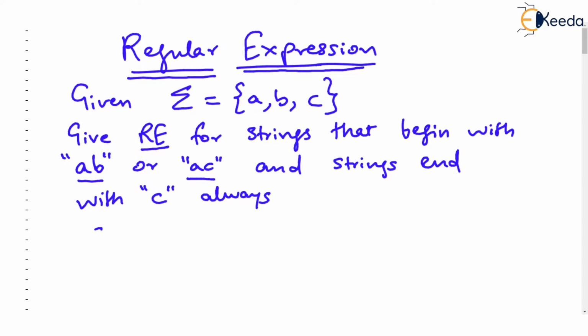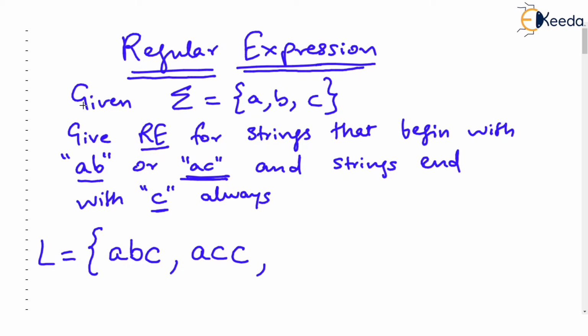Which kind of strings are there in this language? Listen, the string must begin with AB or AC. Let's say it begins with AB, but the string must end with C always. So smallest string possible is ABC, correct? But then string can begin with AC also, given in the question. But then the last letter should be C. Please try to understand that the first two letters should be AB or AC and last letter should be C.